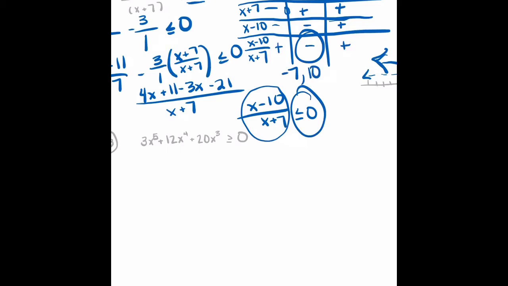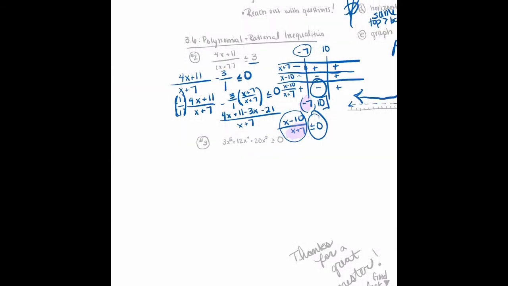and it has this less than or equal to, so I can do a bracket. But why can't I put a bracket around my -7? Because you can't have 0 in your denominator. You always have to check for your domain. So this is your final answer for that one.